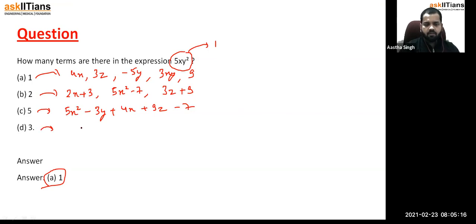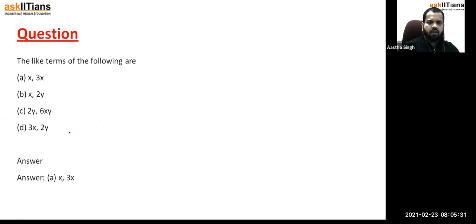Three terms, just three terms counted. Suppose 3x plus y plus z. It is basically an algebraic expression having 3 terms: 3x, y, and z. I think you all have got the point, right? Now the like terms. Okay, let me tell you what are like terms and what are unlike terms.